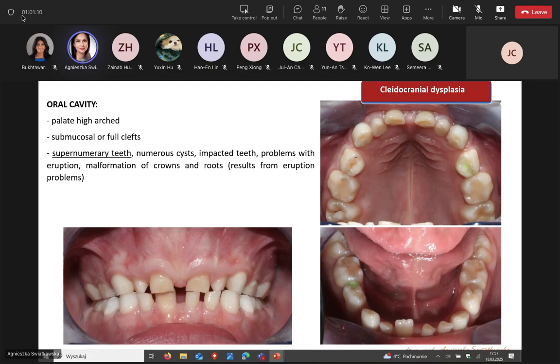Oral cavity: the palate is highly arched. These patients may have submucosal or full clefts. But what is the most characteristic in this group of patients? Here we observe a lot of supernumerary teeth, numerous cysts, impacted teeth, problems with eruption, malformation of crowns and roots. This malformation results from eruption problems very, very often.